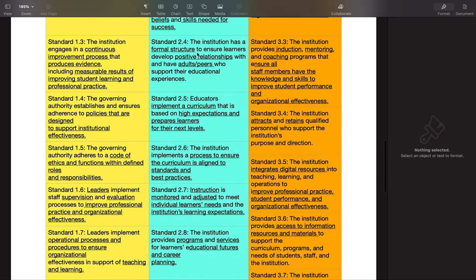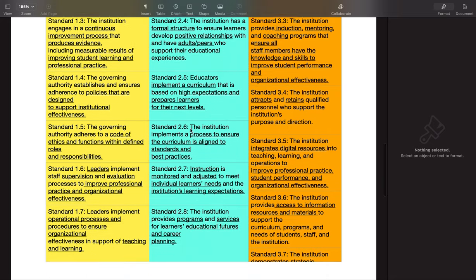The fourth standard highlights the formal structure that ensures learners develop positive relationships with adults and peers who support their educational experiences. So it's all about the educational support received by the learners. The fifth one talks about the curricular adaptation and implementation, and especially that it sheds light on the high expectations and the preparation of the learners for the next levels.